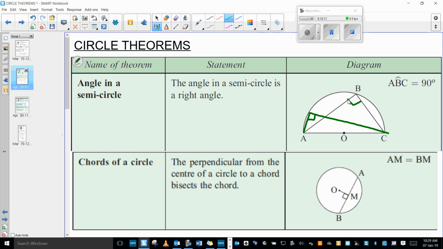So any triangle you draw has to come from either end of the diameter. If you had this, it is not 90 because that's not the center. If that had gone through the center, then it would have been 90.